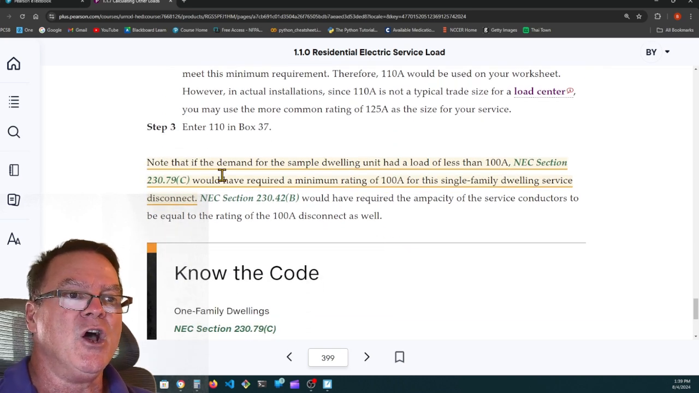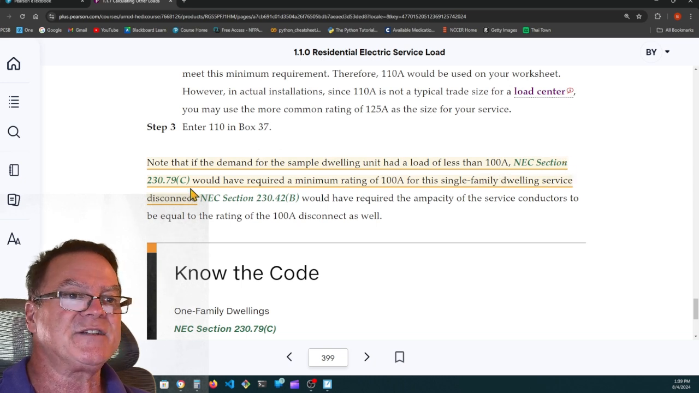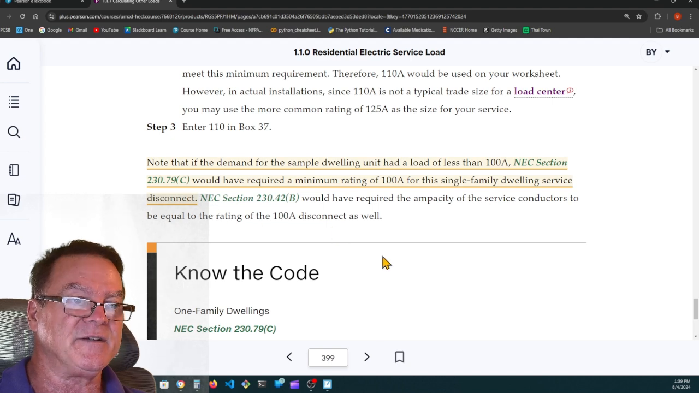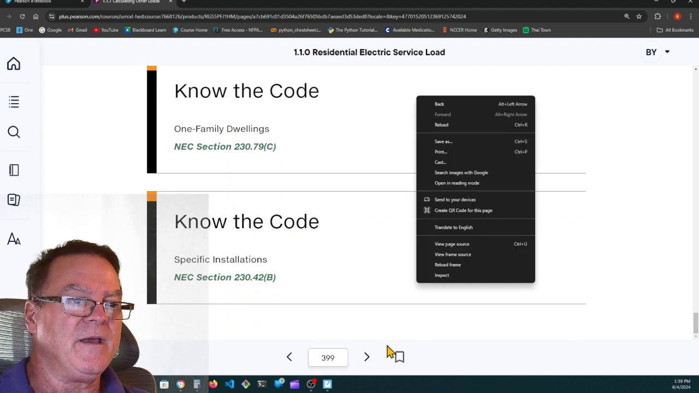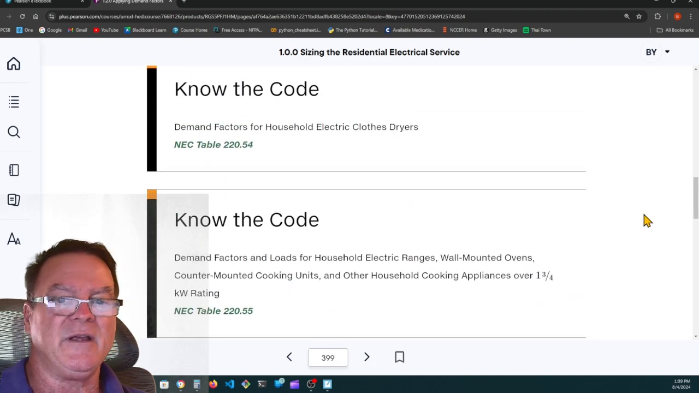Here's a highlight. Note that if the demand of the sample dwelling unit had a load of less than 100 amps, NEC section 230.79(C), which is services, would have required a minimum rating of 100 amps for this single-family dwelling service disconnect. Very good. You have to go by the minimum allowed for a one-family dwelling.